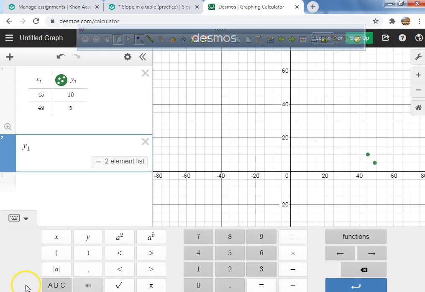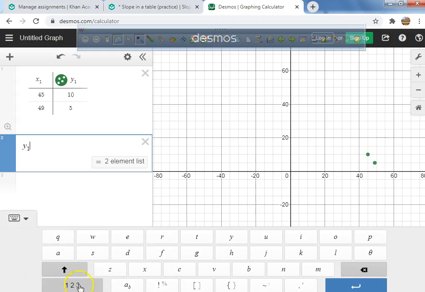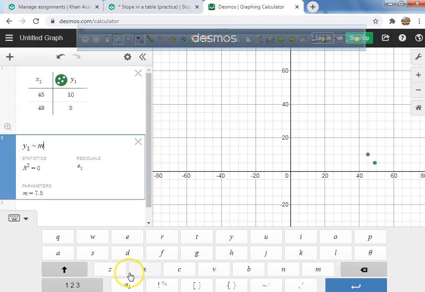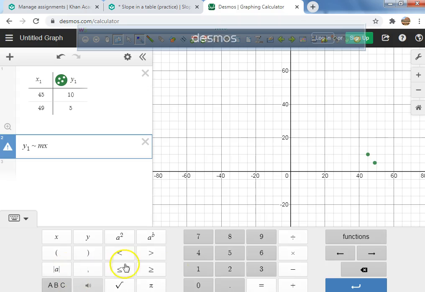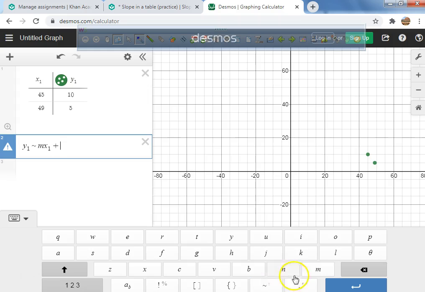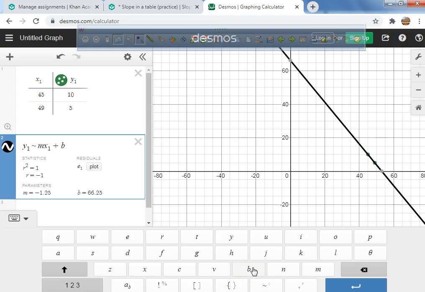So if you can't see the tilde, we have to go to A, B, C, and there's the little tilde sign. And then we're going to type in an M, which you can type right there if you want. Then the x1 plus. I'm just going to use the keyboard that Desmos gives me so you can see it.